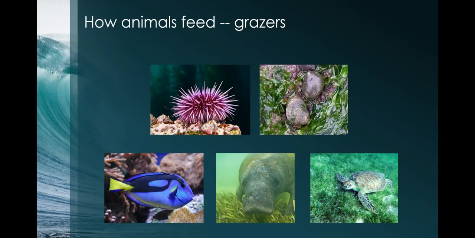We're going to talk a little bit about how animals feed. So animals can feed in a variety of ways, and the first way we want to talk about is grazers. Grazers are just things that eat plants.